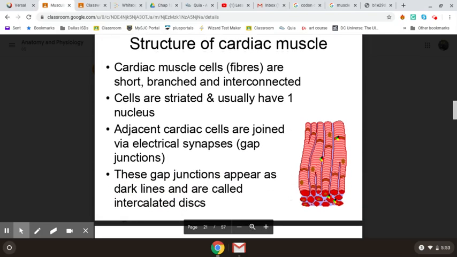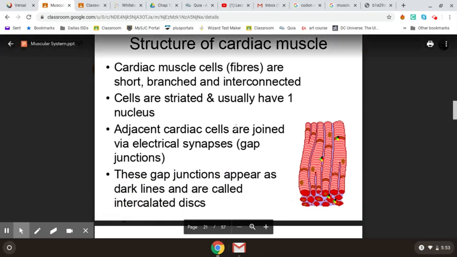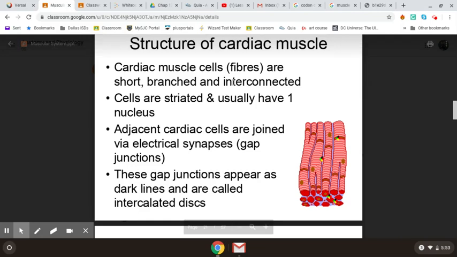They are short and branched and interconnected with one another, kind of like a net. If you think of a fishing net, it wraps around something and covers the entire surface of that particular organ, and that's what cardiac muscle does to the actual heart. They're striated again. They have one nucleus. They're joined with electrical synapses that we call gap junctions, and that's why your heart is electrified.